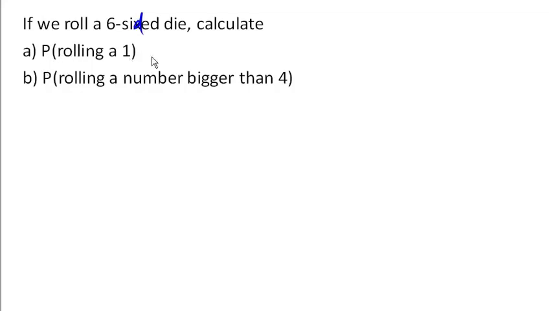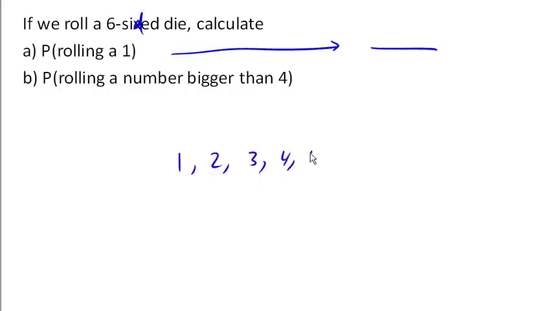Now, a basic probability can be computed as the number of ways that this event can occur divided by the total number of possible events. So for this particular case, how many ways can we roll a 1? Remember that our sample space was this. How many of those events are rolling a 1? Well, only one of them.